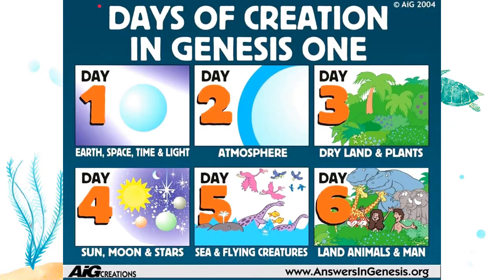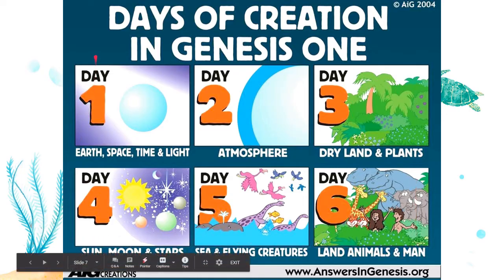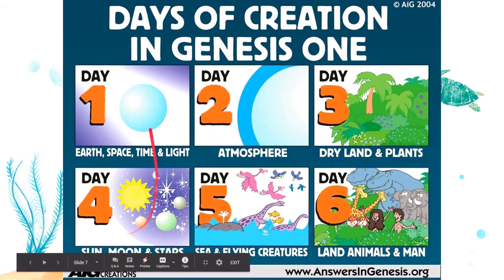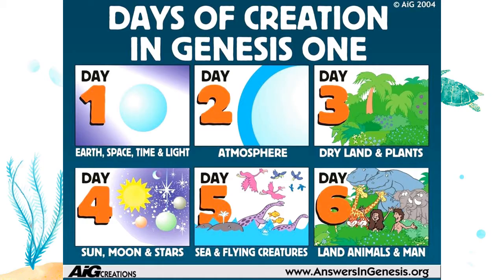So according to the book of Genesis, God created everything within 6 days. The day and night, atmosphere, dry land and plants, sun, moon, and stars in this order, sea and flying creatures on day 5, and then land animals and man on the 6th day, and on the 7th day he rested. This is one of the widely accepted creation theories.